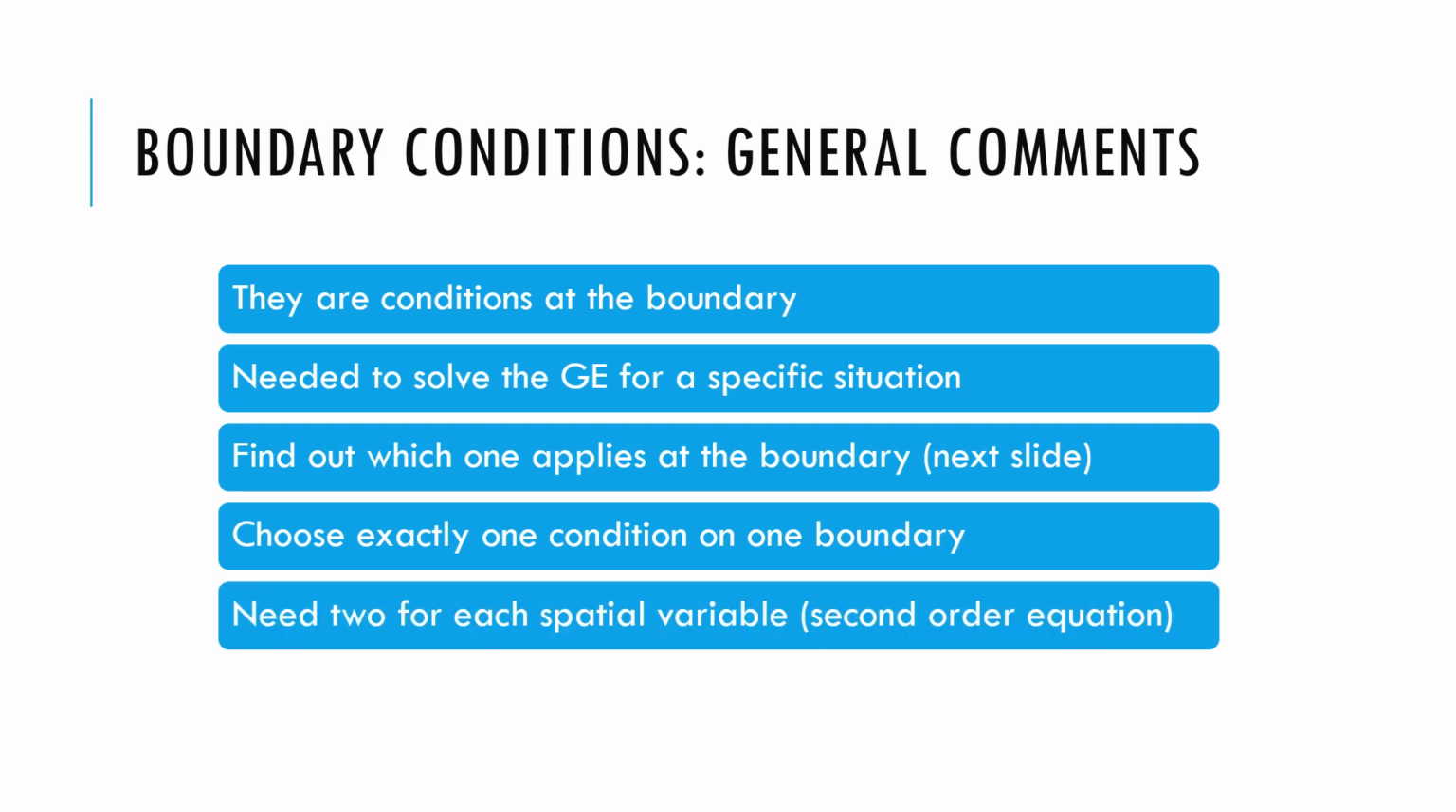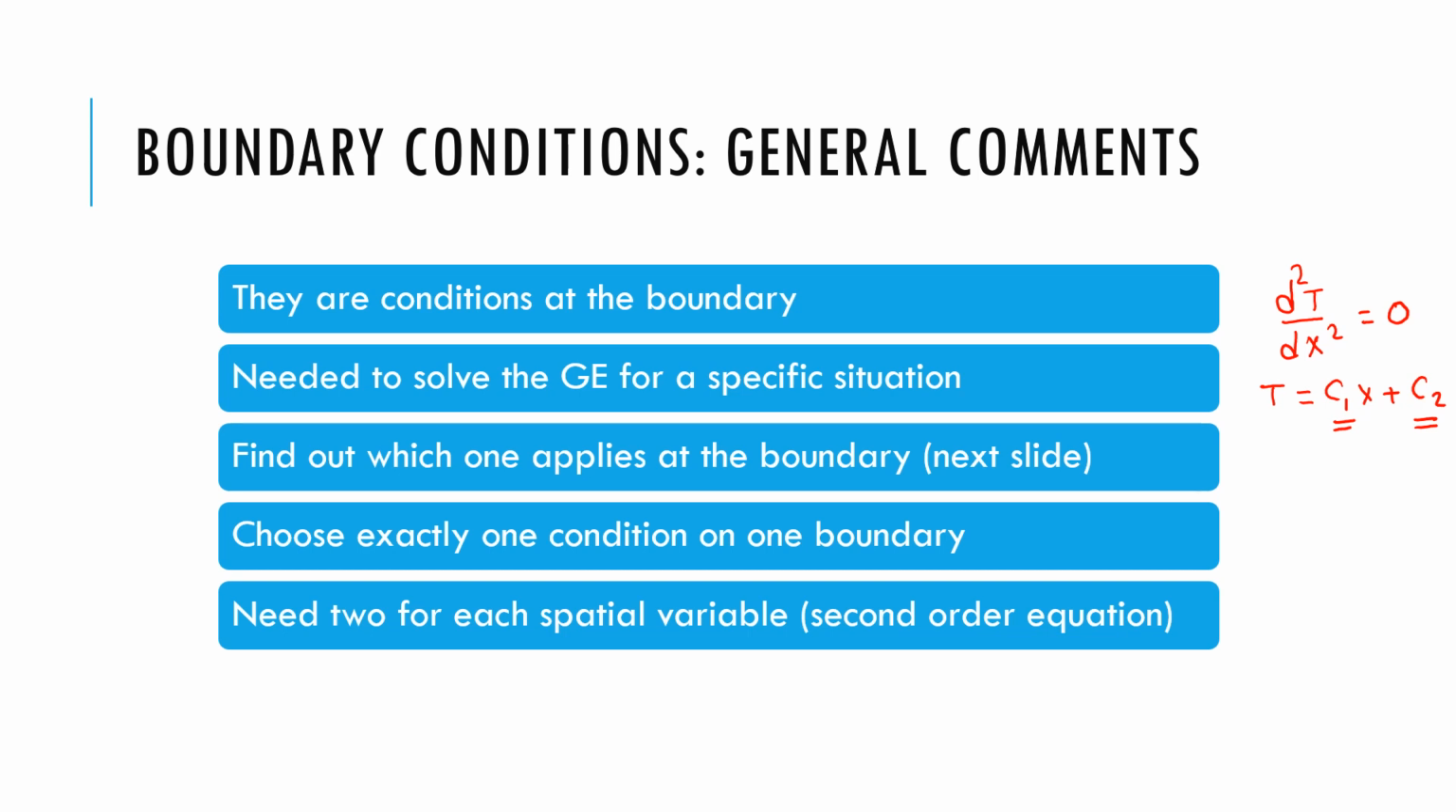Then we need two boundary conditions for each spatial variable, and a simple way to see this, like I showed in the previous slide: if you have a heat equation that is second order, let's say steady state in a slab, so we have d squared T over dx squared equal to 0. If we solve it, we get T equal to C1 x plus C2. So there are two unknowns, and so we need two conditions. So we need two for each spatial variable.